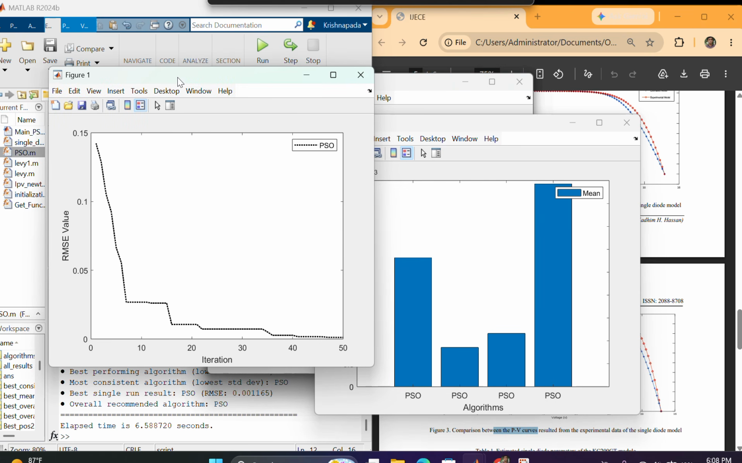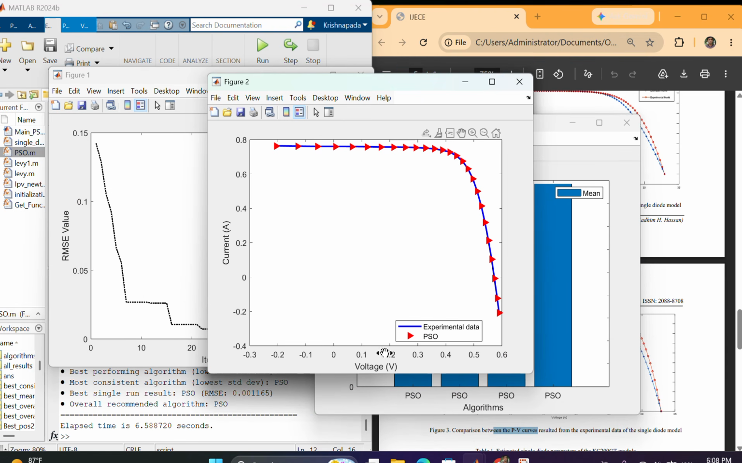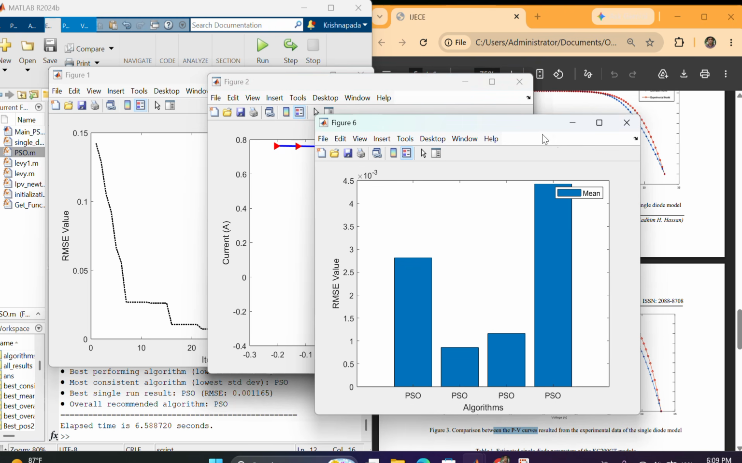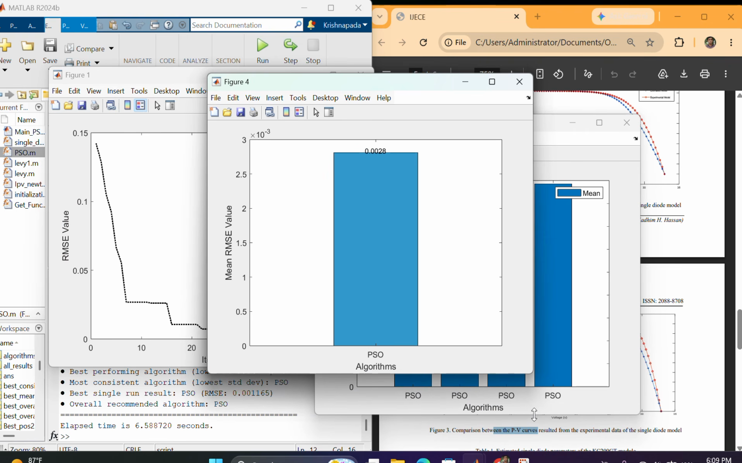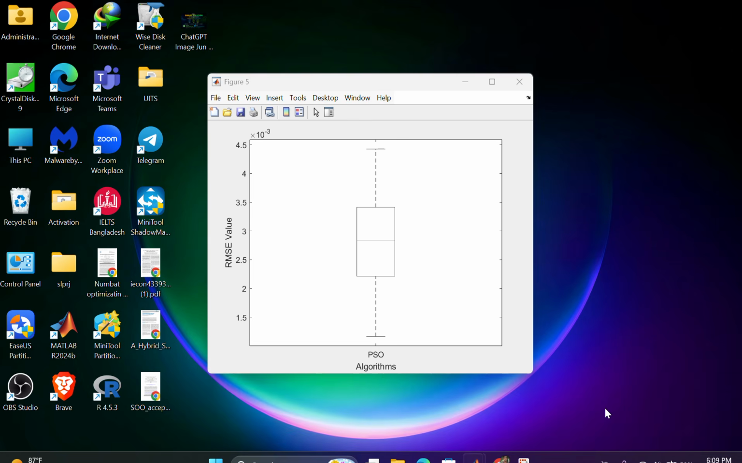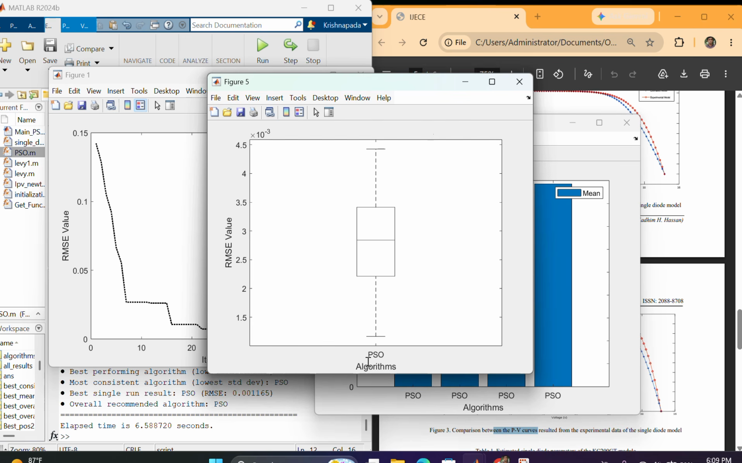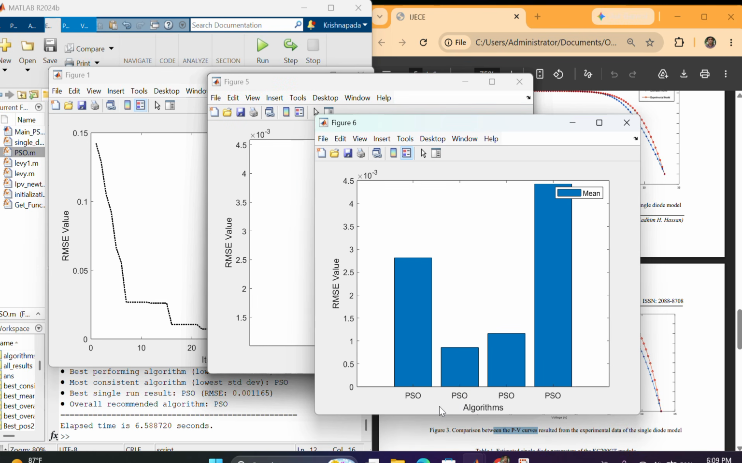First is the convergence graph of particle swarm optimization. Second is the IV curve for the PSO algorithm. Third is the PV curve for particle swarm optimization. Fourth is the mean RMSE value for the PSO algorithm. Fifth is the RMSE value for the PSO algorithm, that is the box plot. Sixth is the RMSE value for the PSO algorithm, that's the mean value.